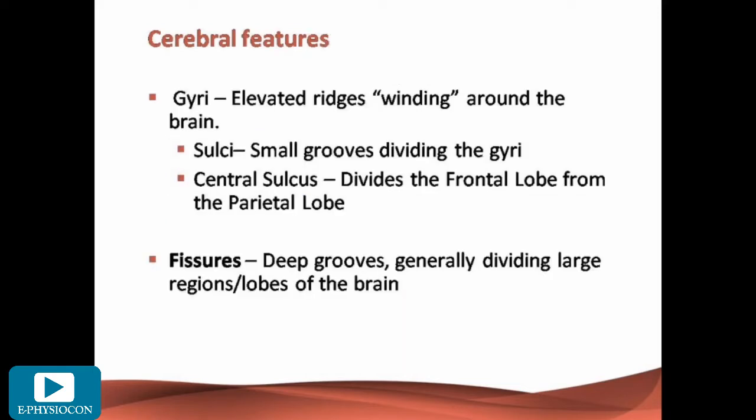Here you can see the cerebral fissures. Gyri are elevated ridges winding around the brain. Sulci are small grooves dividing the gyri. The central sulcus divides the frontal lobe from the parietal lobe. Fissures are deep grooves, generally dividing large regions or lobes of the brain.